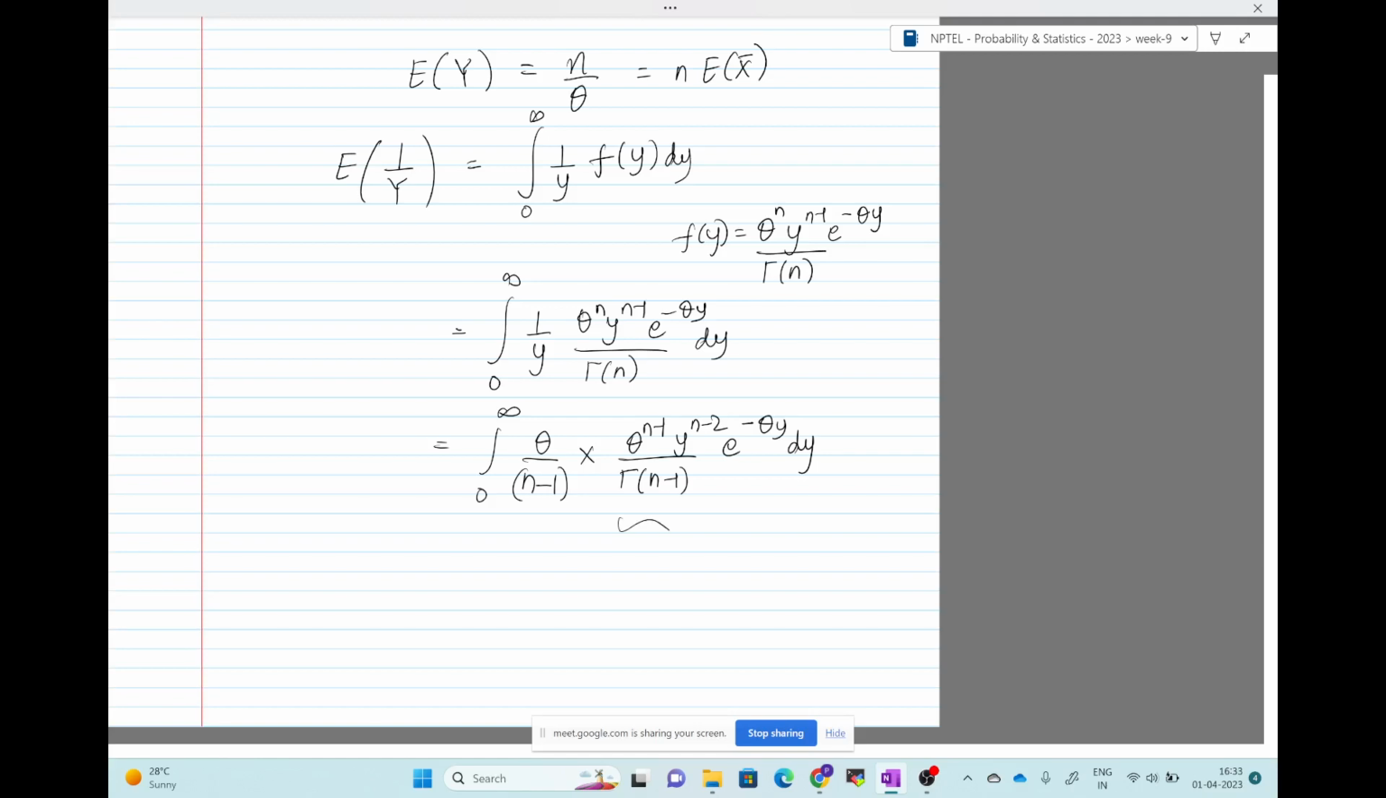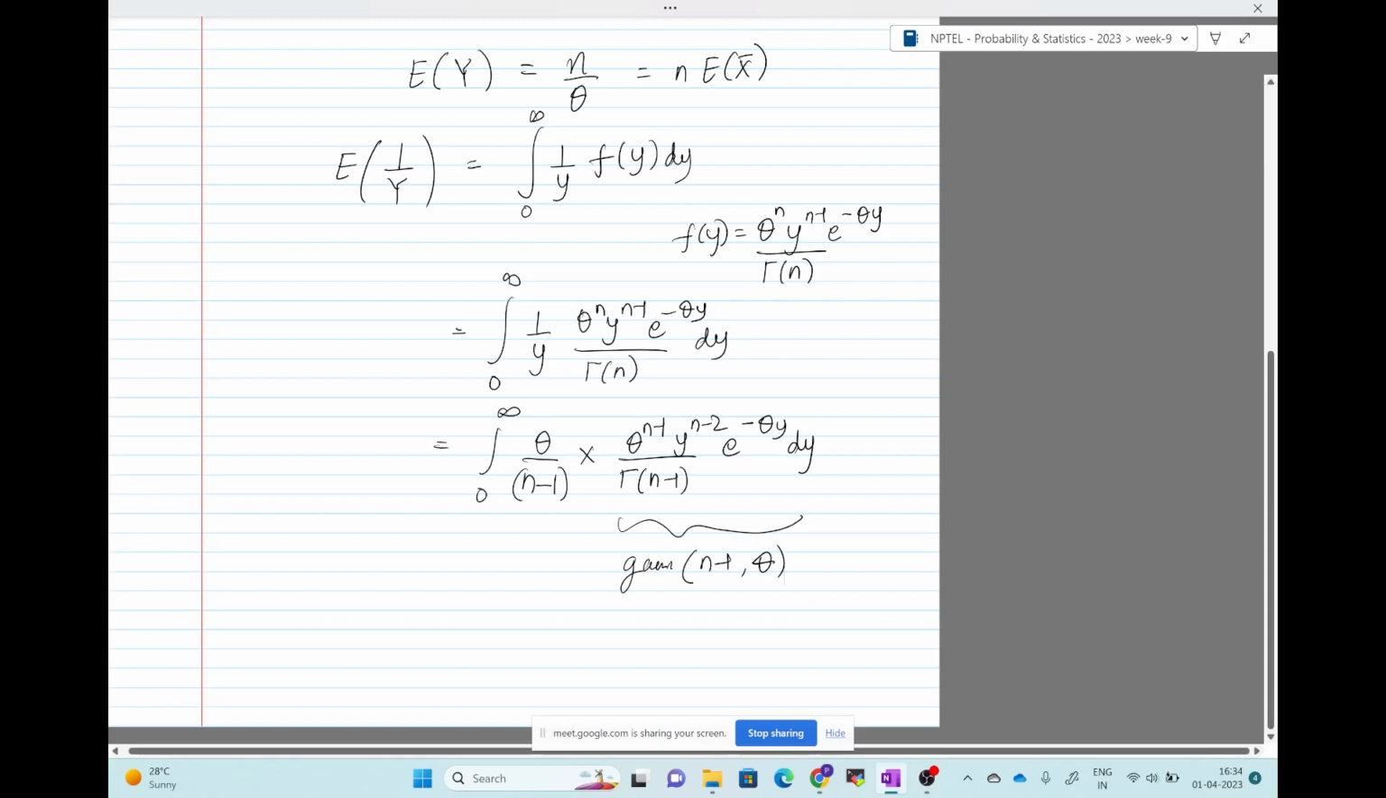So if you look at this term, this is a gamma distribution with n minus 1 comma theta parameters. So this is with n and theta, gamma n theta. This is gamma n minus 1 theta. If you compare, this is gamma n theta.